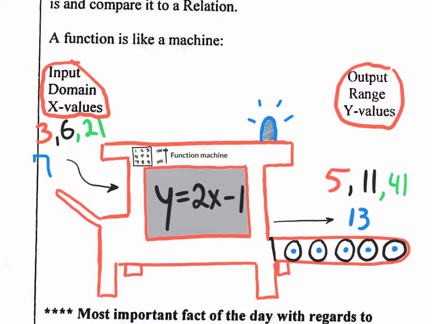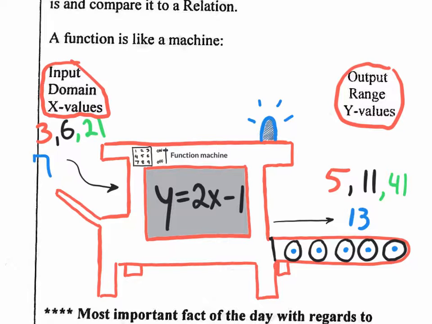Does that make sense? So if I told you, what inputs did we use right here? You would say 3, 6, 21, and 7, right? What corresponding outputs did you get? 5, 11, 41, 13. If I said, what's the domain that you used? Well, you would say the same thing, 7, 3, 6, 21. What's the range that you got? Oh, 13, 5, 11, 41. So all these words mean the same thing. All these mean the numbers that go in. All of these mean the numbers that come out. Are you with me?